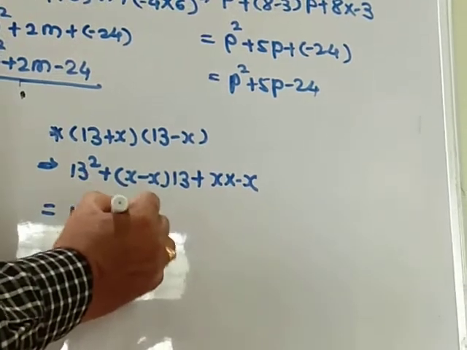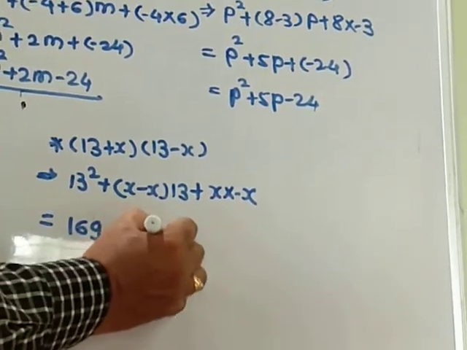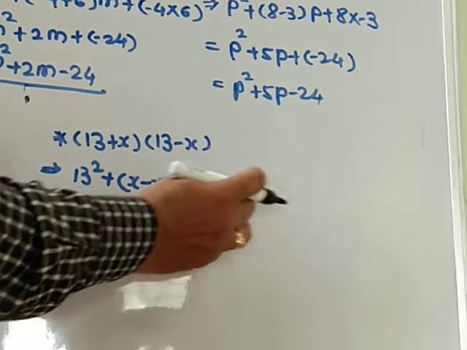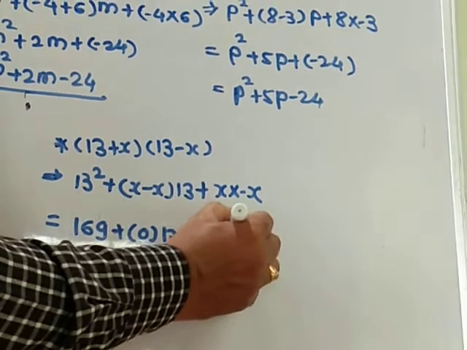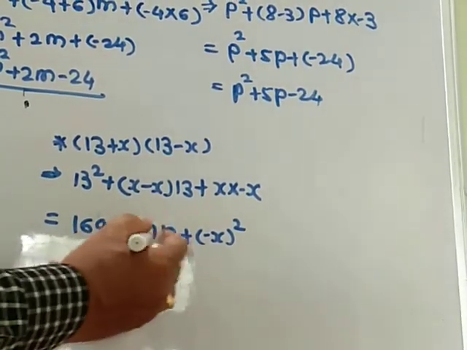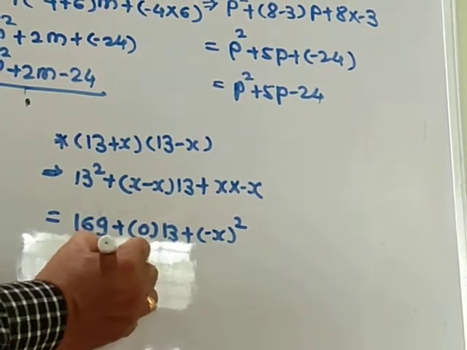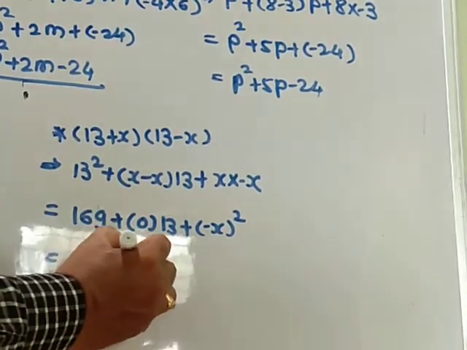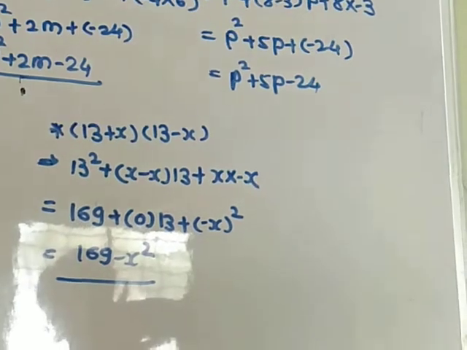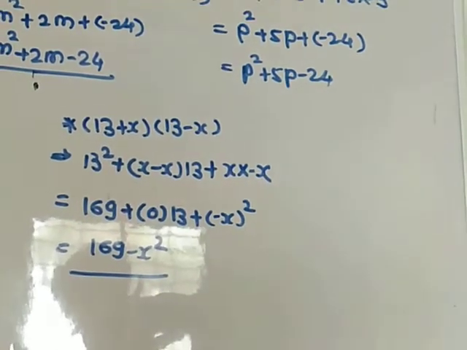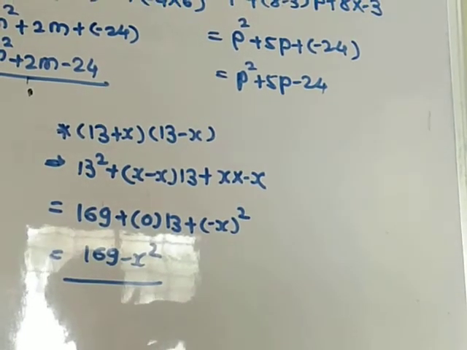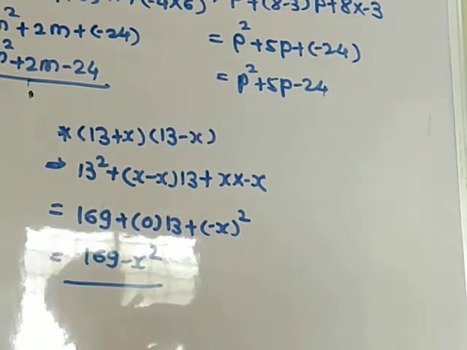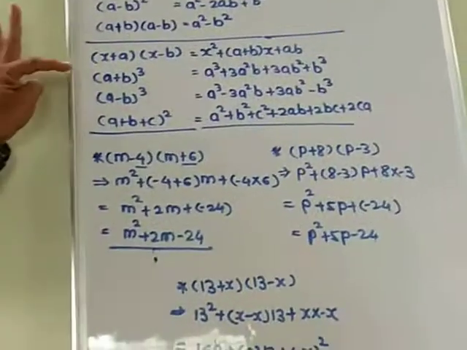Okay, plus x minus x is 0, into 13, plus x into minus x, that is minus x square. That is equal to 0 into 13, 0. That means 169 minus x square, that is the answer. Do you understand how to solve? We solved 3 examples regarding this formula, and this is the expansion of this formula. Okay, right? Good. We see another term, that means the next formula.